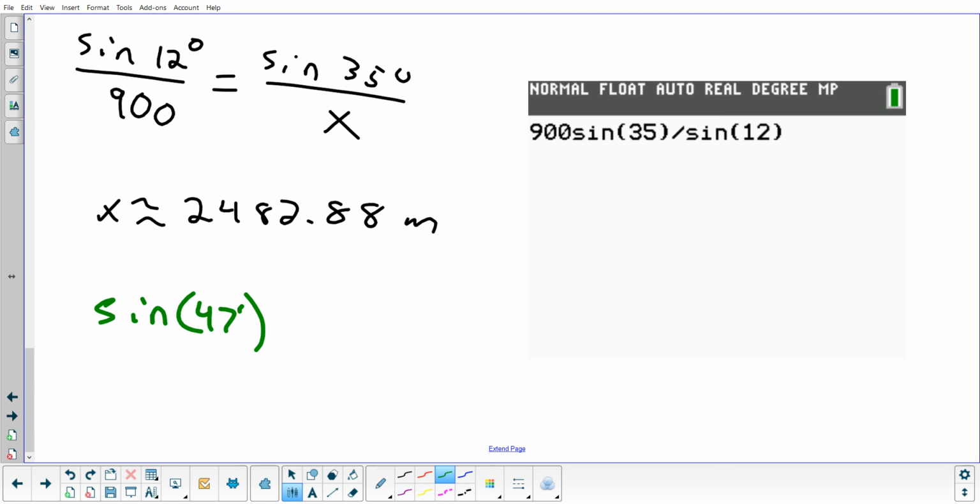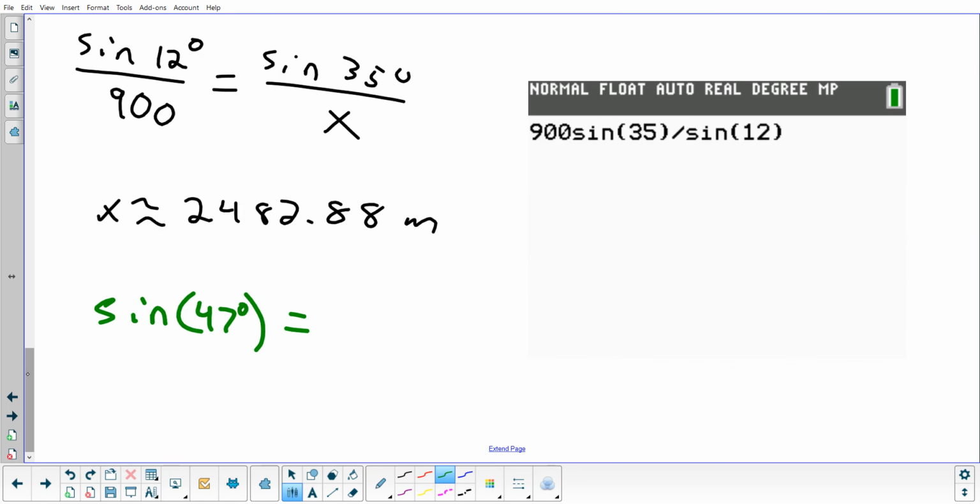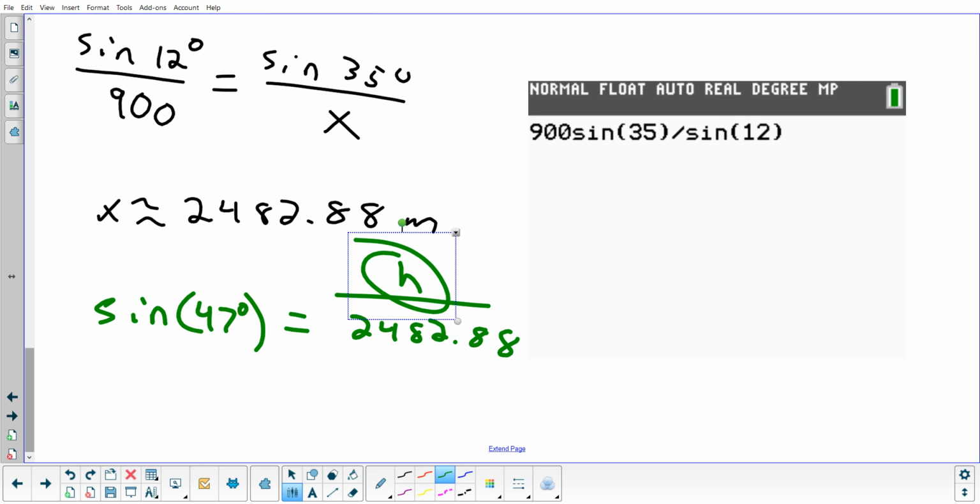So now, we can set it up. Sine 47 equals h over 2,482.88. Okay. And our last step would be to do what on both sides? Take the inverse sine. Oh, actually divide by 47. Well, we're trying to get this by itself. Well, we already have a divide by 2,482.88. So we don't want to have h divided by that. We just want to have h.